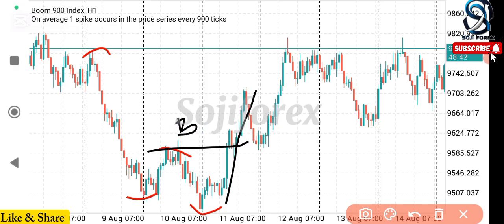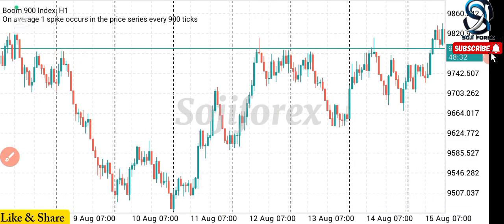So here is our break of structure, right? So immediately we have this break of structure now. We now realize that price begins to pull back. So what do we do?